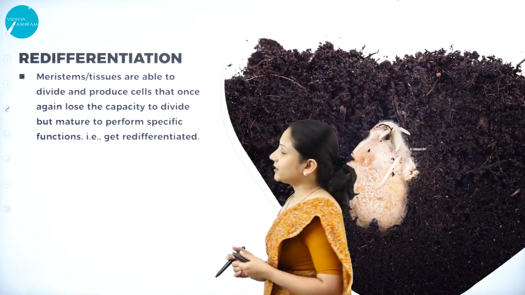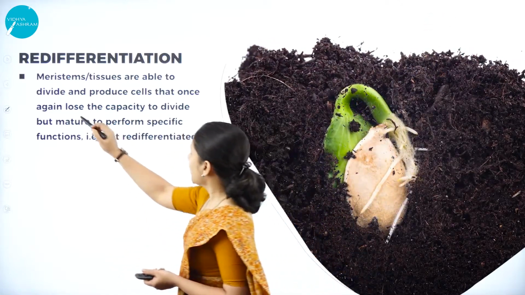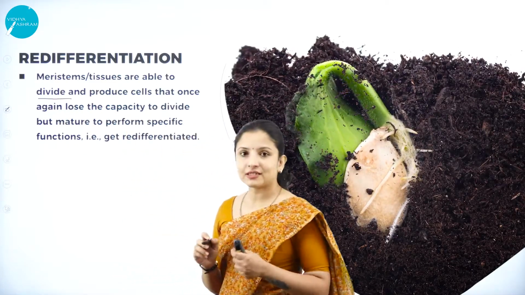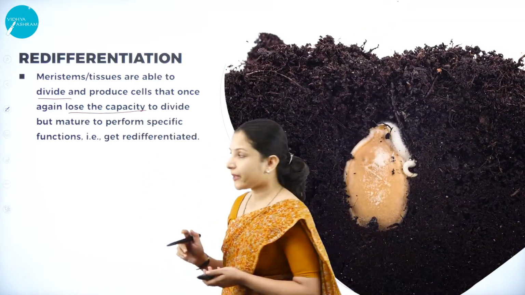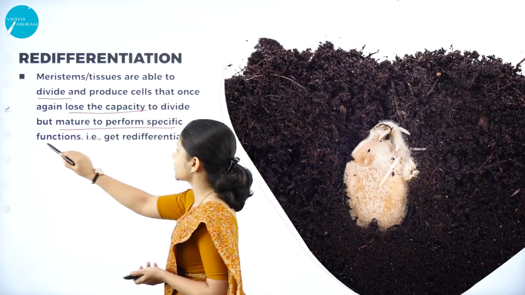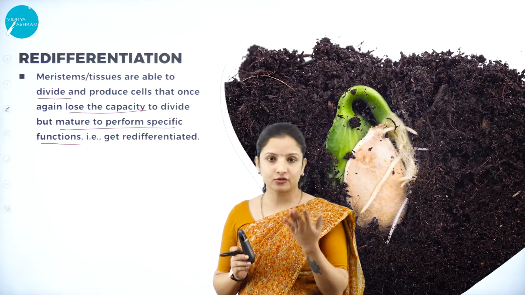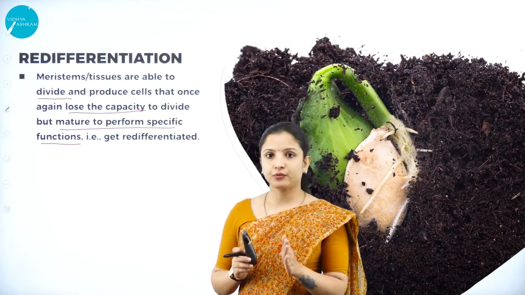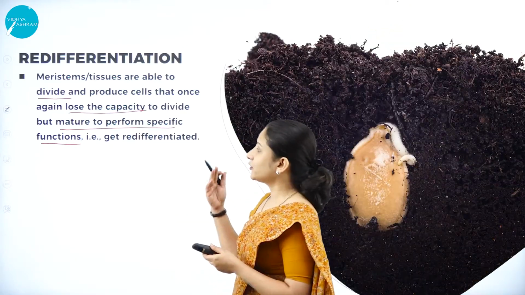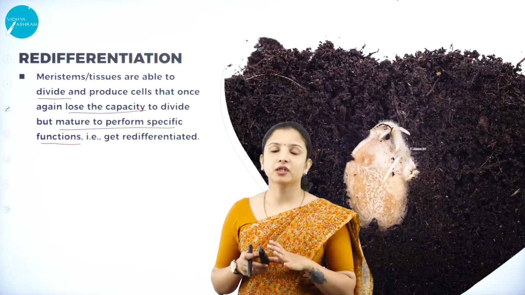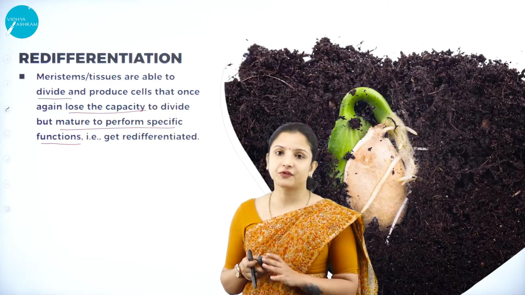Here the meristem cells or the tissues are able to divide and produce cells that once again lose the capacity to divide, but they will mature to perform a specific function. So now the de-differentiated cells once again lose their capacity to divide. They'll stop the division process. The cells that have already divided will mature and they will start to perform a specific function. That particular process is called redifferentiation, and such cells are called redifferentiated cells.